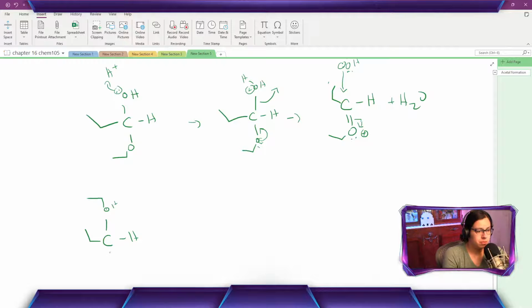Oops, sorry. And so this is no longer positively charged, right? It has all its happy electrons there. This is positively charged.